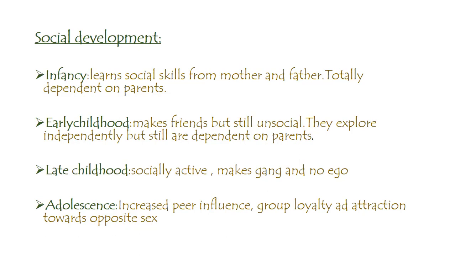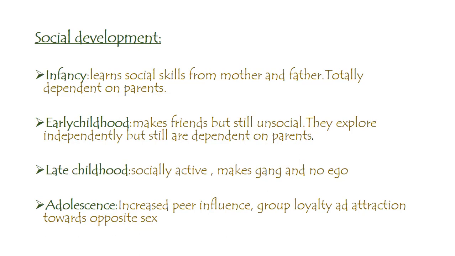Next is the social development task. In infancy, how does social interaction take place? The baby is an infant, and he interacts only with his mother, father and some family members. In early childhood, he starts socializing a bit and makes friends with other people, but is still dependent on parents. In late childhood, he or she becomes socially active, makes gangs, and there is no ego at this stage.